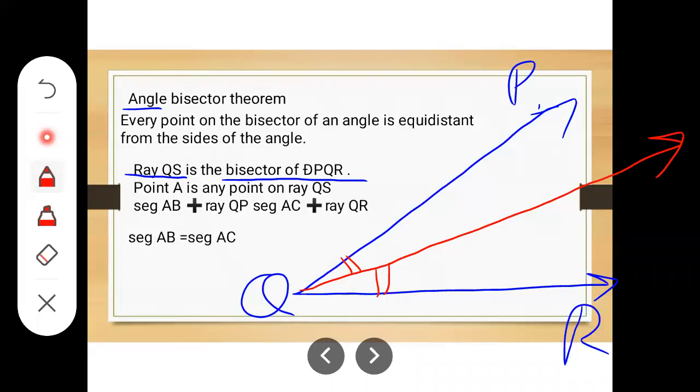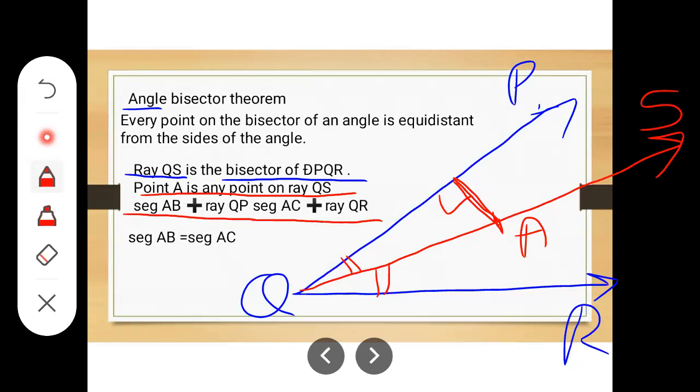Now point A is any point on ray QS. So let's take point A here on ray QS. And draw segment AB perpendicular to QP. So draw a perpendicular on QP. Here is the symbol of perpendicular. And segment AC perpendicular to ray QR, AC perpendicular to QR.